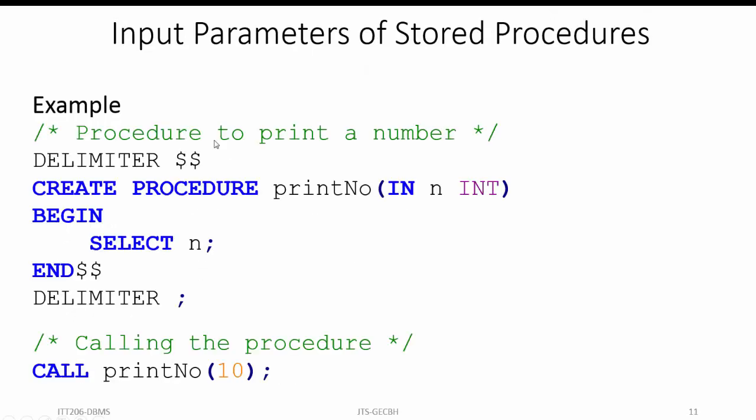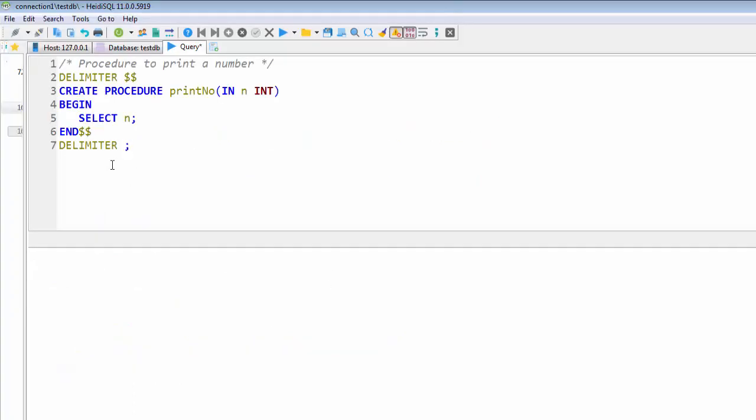Now we'll see an example for an input parameter. Inside the parenthesis of the procedure we give the keyword IN, and if this keyword is not given, then also by default it is taken as an input parameter. This example passes an integer and then prints that integer. First we change the delimiter, then we write the procedure, and inside the parenthesis we mention IN, then the name of the variable and its type. When this procedure is called, the value 10 will be printed. By using this procedure we can pass a value and it will print that value.